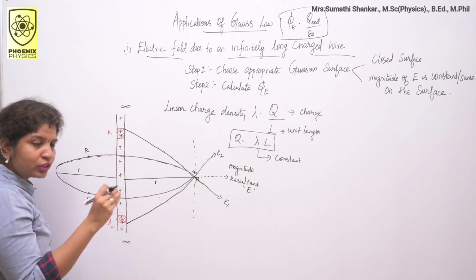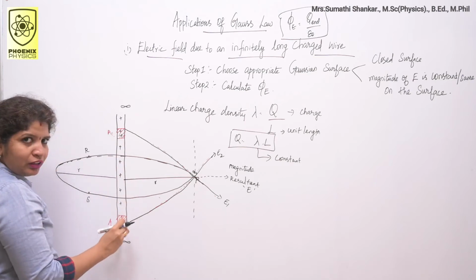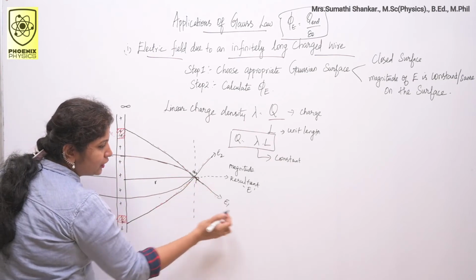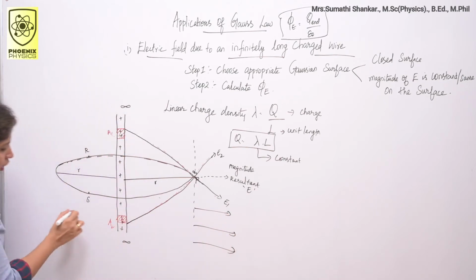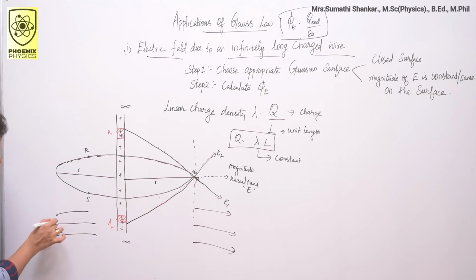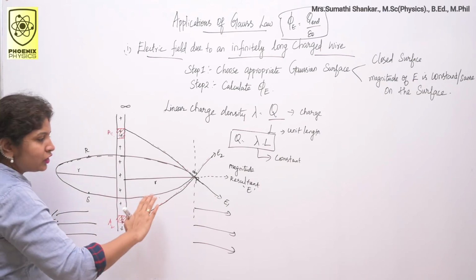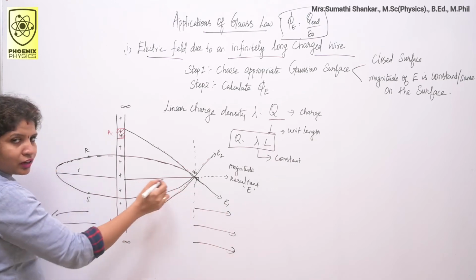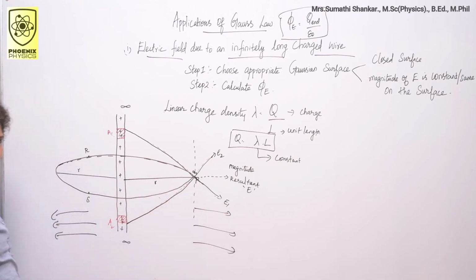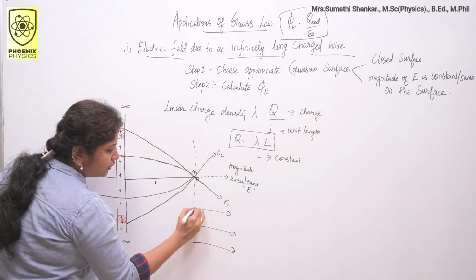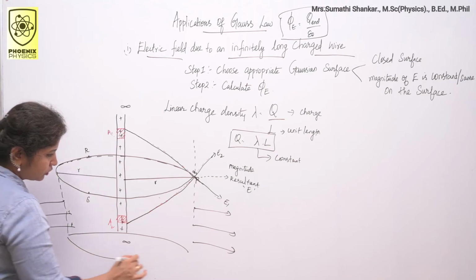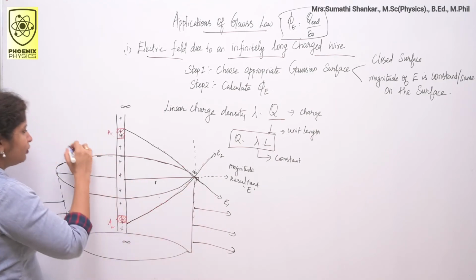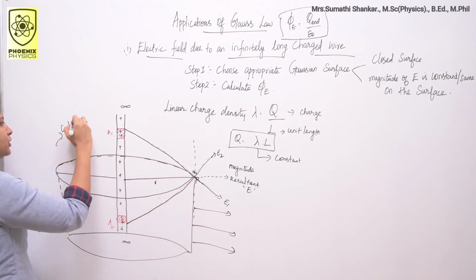Suppose if you choose any other segment, you can get the resultant E in this horizontal direction only. Same way E is in the horizontal direction, or we can say E is radially outward. This is our radius, right? So E is radially outward. Just connect all the E points and draw one surface. So this is our cylindrical Gaussian surface.